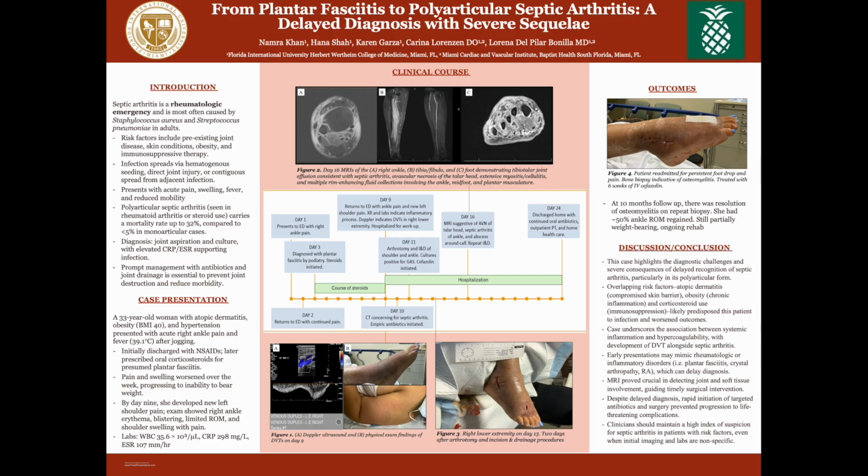The key takeaway here is that clinicians should maintain a high index of suspicion for septic arthritis in patients with risk factors and unexplained joint pain, even when labs or initial imaging seem nonspecific. Early joint aspiration and culture remain essential to preventing irreversible damage.